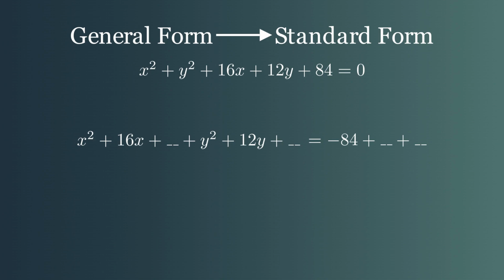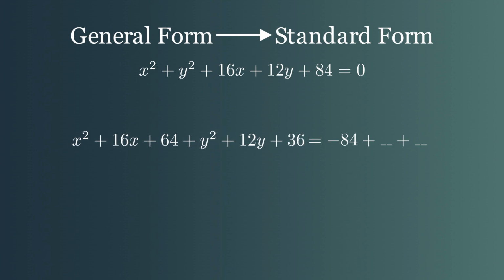To solve for the blank area, we need to get the middle term of x squared plus 16x plus blank, which is 16x. Then divide the coefficient by 2. 16 divided by 2 is equal to 8. After that, we need to square the answer. 8 squared is equal to 64. Let's proceed to y squared plus 12y plus blank. We will simply repeat the process. 12 divided by 2 is equal to 6. Then square it. 6 squared is equal to 36.